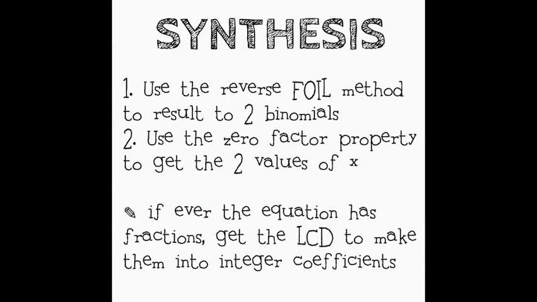Synthesis. Step 1. Use the reverse FOIL method to result to two binomials. Step 2. Use the zero factor property to get the two values of x. If ever the equation has fractions, get the LCD to make them into integer coefficients.